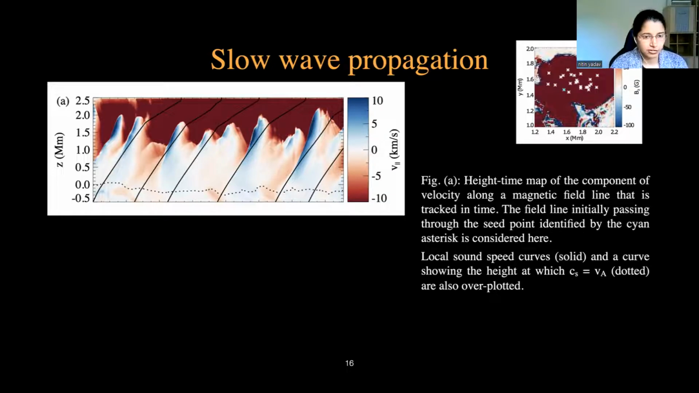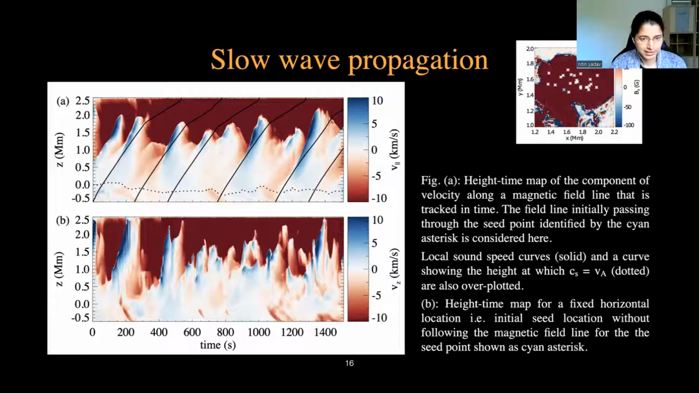For comparison, I have overplotted the paths of test particles moving with local sound speed, which are displayed by these solid black lines. And around 1 megameter, you can see that propagating slow waves actually convert into shocks, or they shock and travel faster than the local sound speed at those locations.